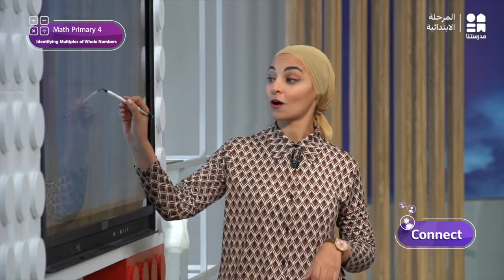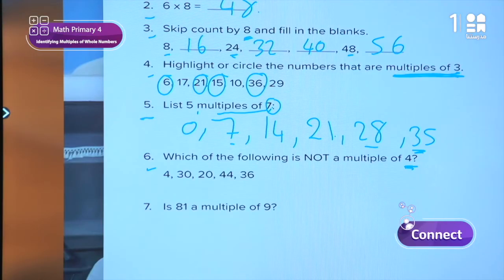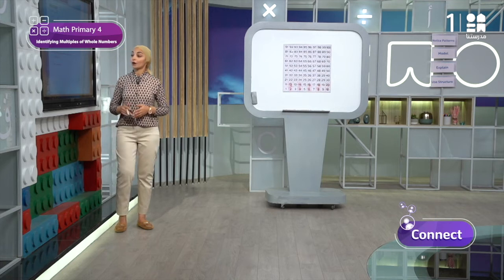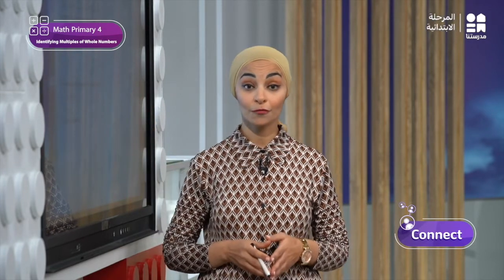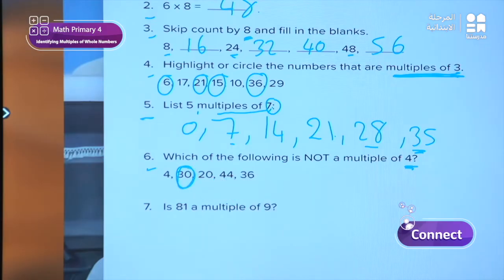Problem number 6 here, we need to know which of the given numbers is not a multiple of 4. Which one is not a multiple of 4? Well, 4, of course 4 is a multiple of 4, right? Okay, and which number is not a multiple of 4? Here, 30, a multiple of 4? No, 30 is not a multiple of 4. 30 is not in table 4. 20, of course, is a multiple of 4. 44 and 36 are also multiples of 4. So the right answer is 30.